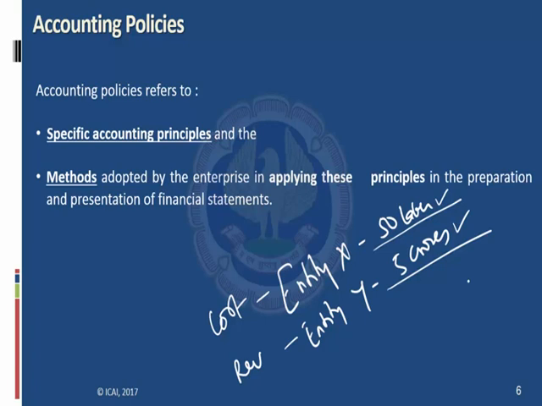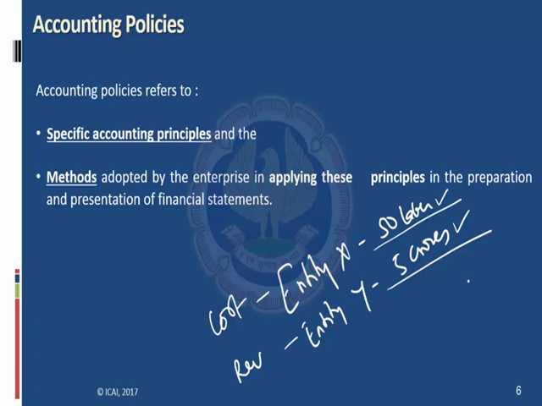to disclose the significant accounting policies while preparing financial statements, so that the stakeholder and user can understand that the value of land and building of entity X is rupees 50 lakhs because entity X is using the cost model while valuing fixed assets, and the value of land and building of entity Y is 5 crores because entity Y has revalued its land and building.